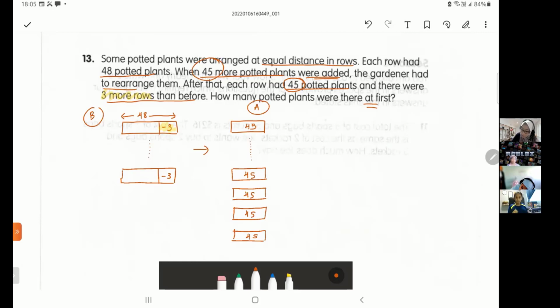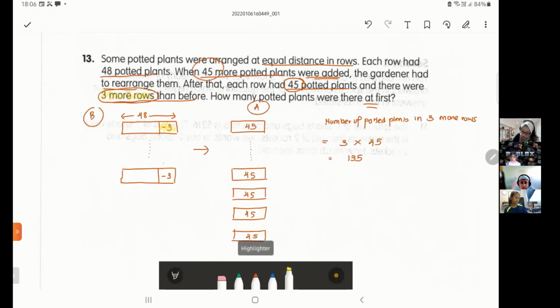Okay, so number of potted plants in 3 more rows. Where is the 3 more rows? This one equals to 3 more rows times 45 equals to 135. Okay, so between 48 to 45, the difference was 3. Correct? How do I get that 3? We take 48 minus 45. The difference is 3, between each row when you take it out.